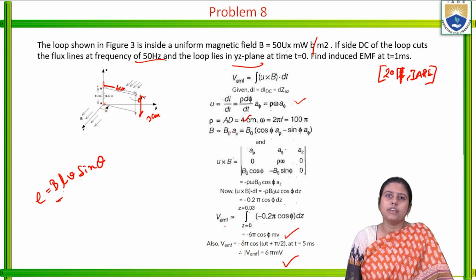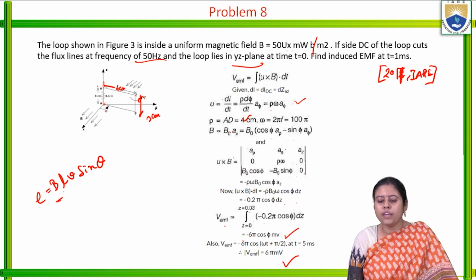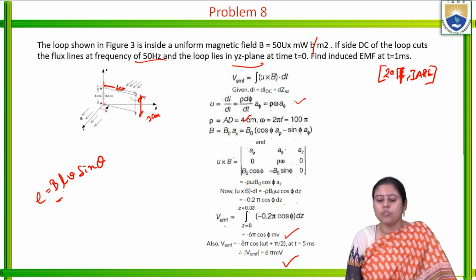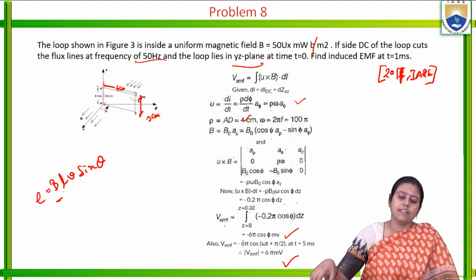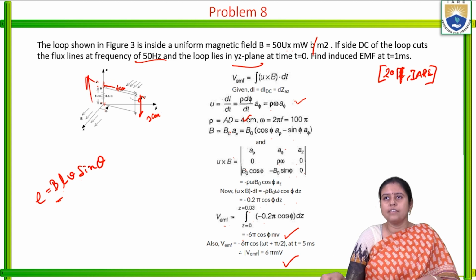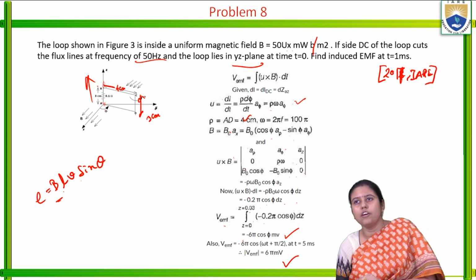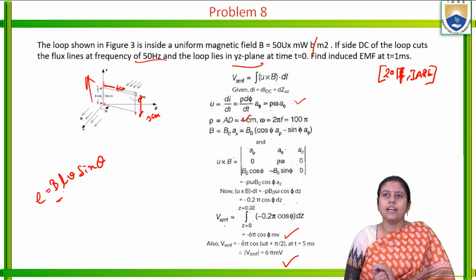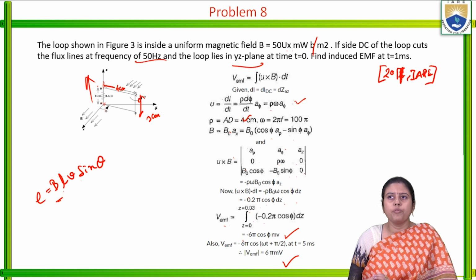First we have to calculate the EMF, and we know EMF is E is equal to V cross B into L. So dL is equal to dL along the Z axis, and we are writing it as dZ. What is U? U is equal to the velocity, which is dl by dt. The dl value is given as rho d phi by dt. So if we put the value, we will get rho omega A phi.